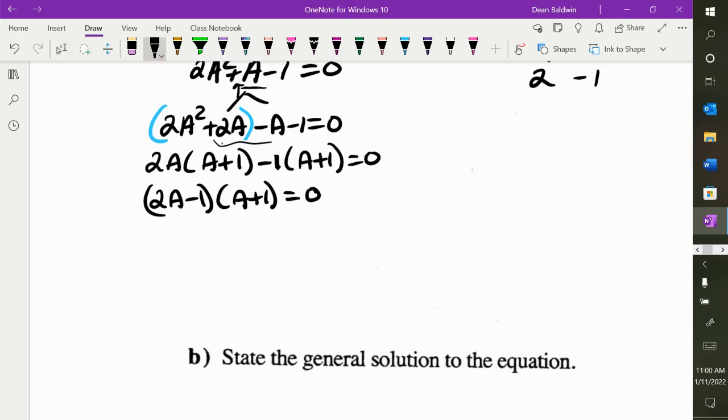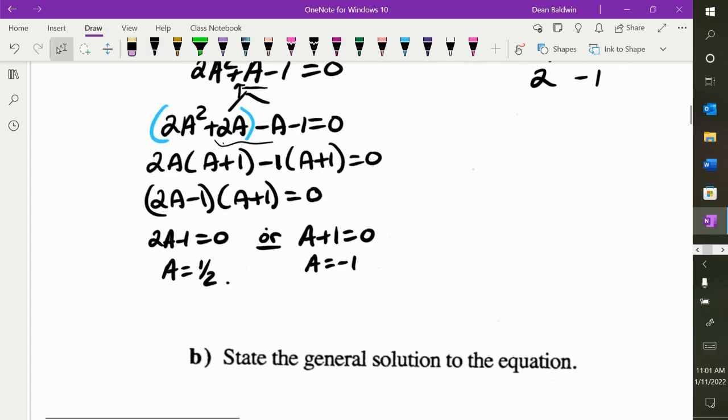Okay. So essentially, you would rewrite it like this in grade 11. You'd say 2a minus 1 is equal to 0, or a plus 1 is equal to 0. Which really means a is equal to a half, or a is equal to negative 1. But we're not solving for a. What is a? It's sine x. So you have to put that back.